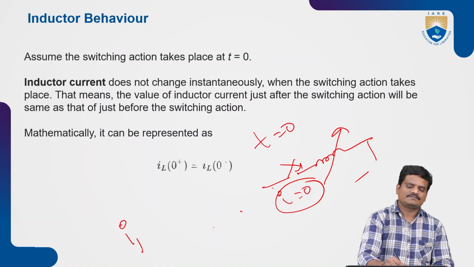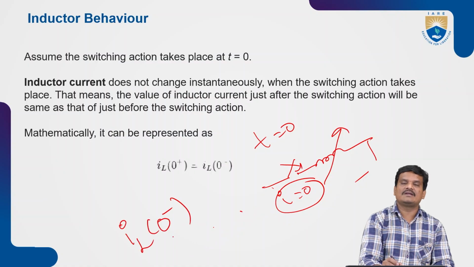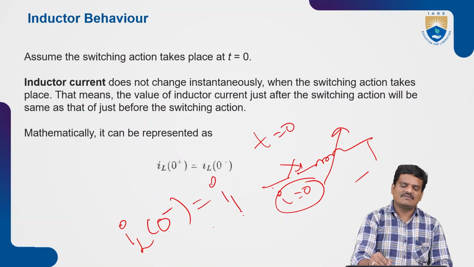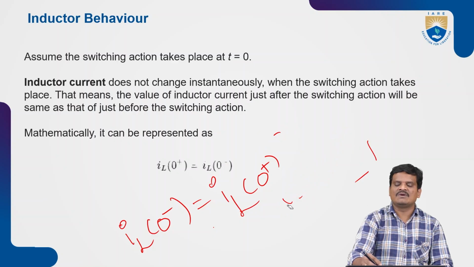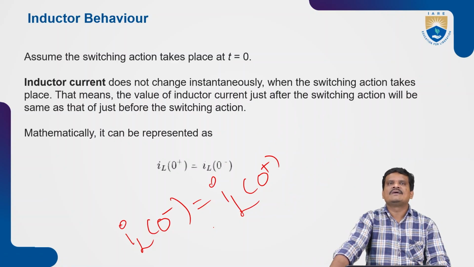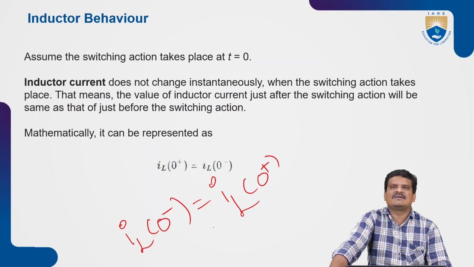The current flowing in the inductor before closing the switch, indicated by 0 minus, and the current flowing after closing the switch, that is 0 plus, are equal in an inductor due to its special property. What is that property? It opposes the sudden changes in the value of a current.